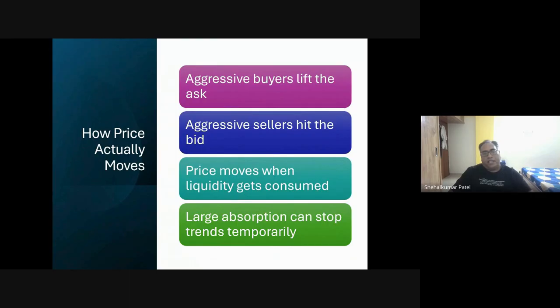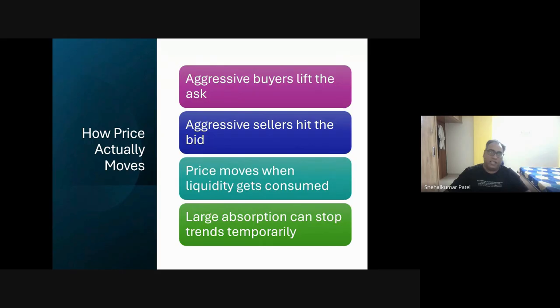So as I mentioned, aggressive buyers lift the ask. In the depth of market on the ask side, the limit sell orders are there, and those are consumed by the aggressive buyers, and on the bid side, the limit buy orders are consumed by the aggressive sellers. So the selling is lifted by the market buyers, and buying is lifted by the market sellers. Price moves when the liquidity gets consumed.